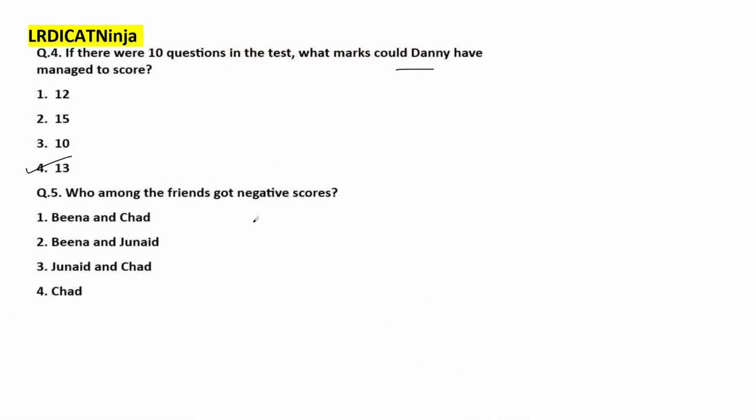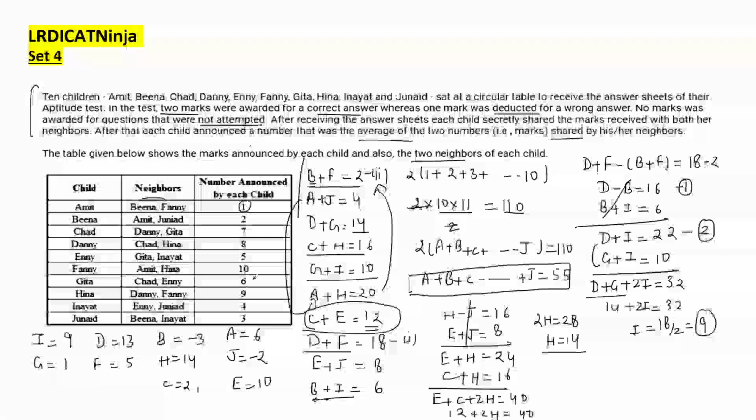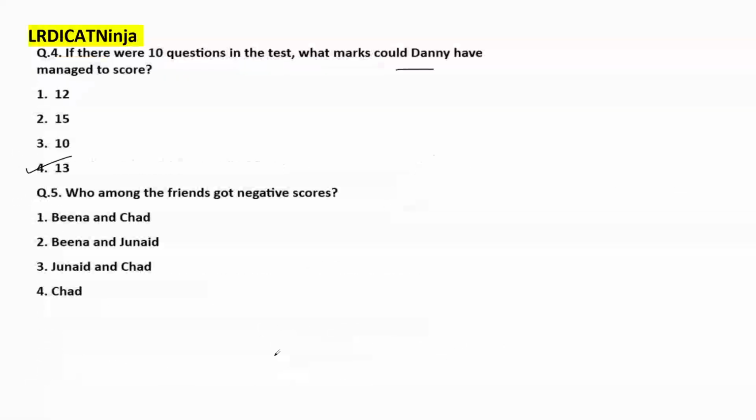And who among the friends got a negative score? There are two people who got a negative score. As we can see, this is B and J. Only two people got the negative. So B and J will be the answer. Beena and Junaid will be the answer.